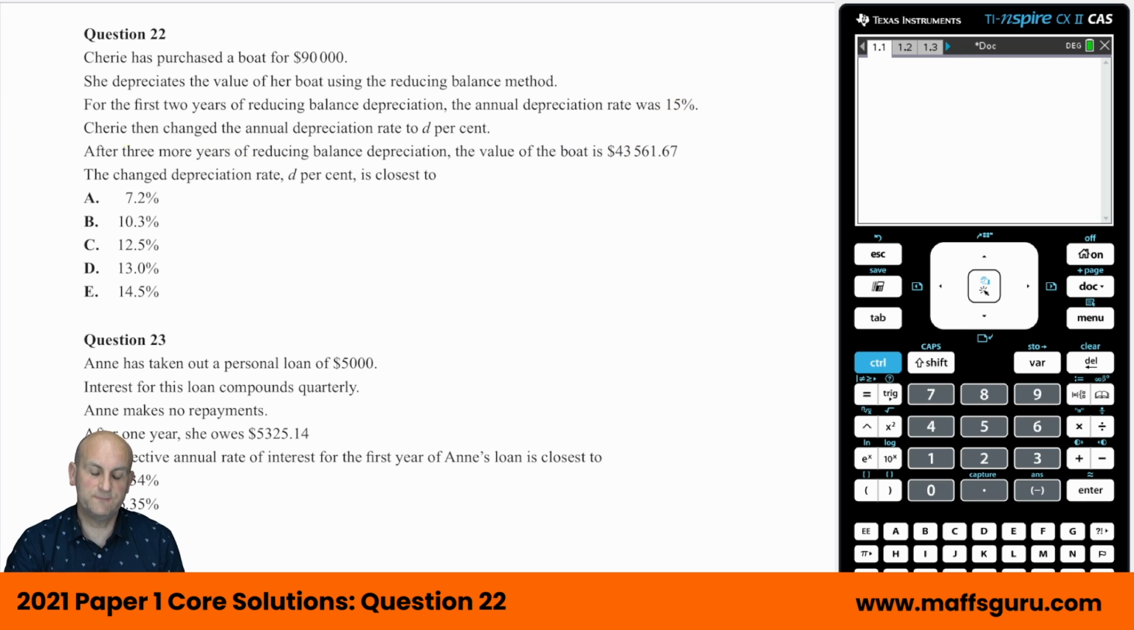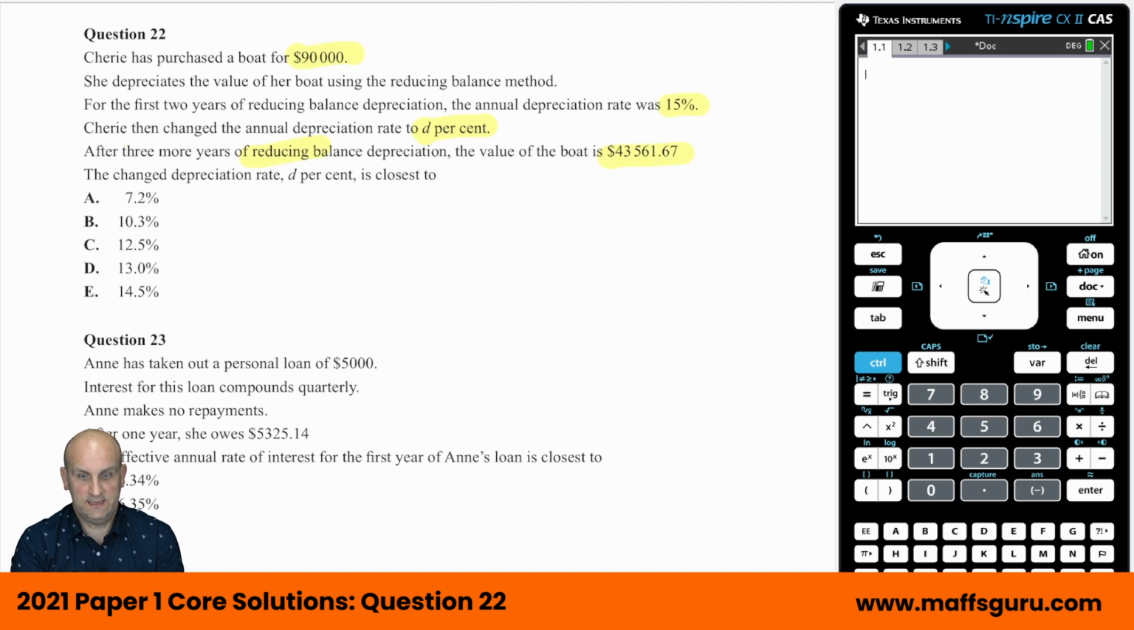All right, Cherie has purchased a boat for $90,000. It depreciates using the reducing balance method for the first 2 years. The annual depreciation rate was 15%. Cherie then changed the annual depreciation rate to D%. After 3 more years of reducing balance, it got to there. So the changed rate D is.